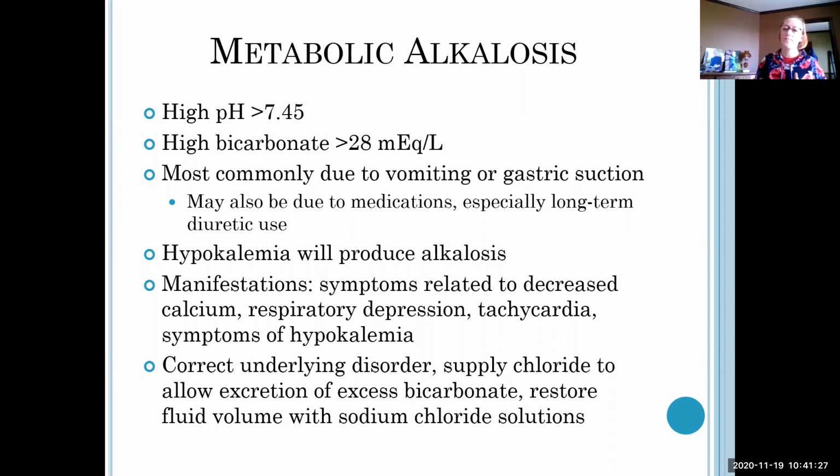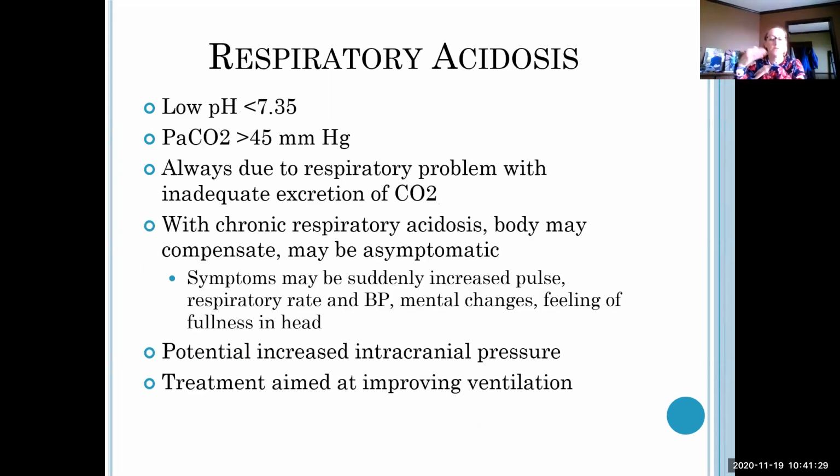Then with respiratory acidosis, we have a low pH and a high CO2. So the arrows are opposite. We've got the respiratory opposite. It's always due to a respiratory problem with inadequate excretion of CO2. With chronic respiratory acidosis, the body may compensate and they may be asymptomatic. So again, our COPDers might be in a chronic state of respiratory acidosis.